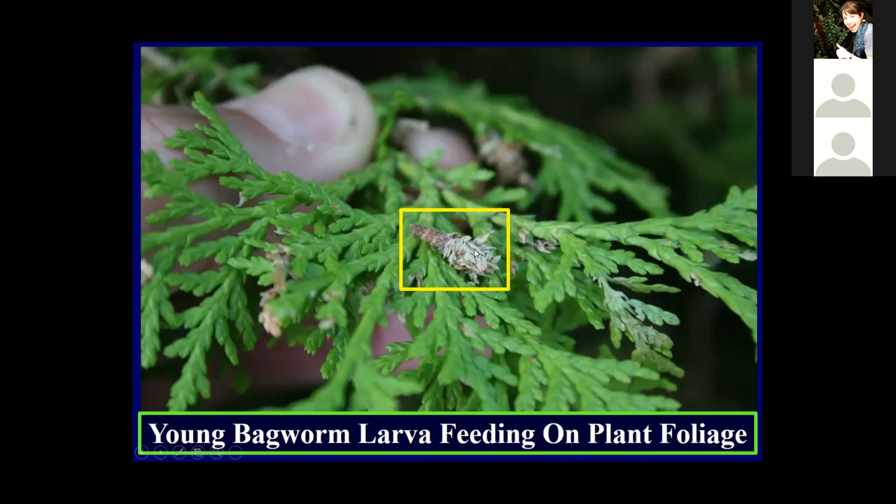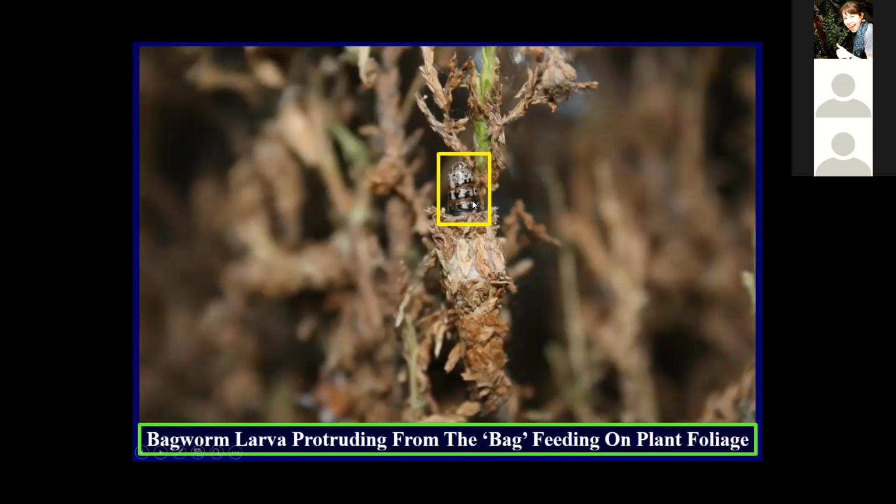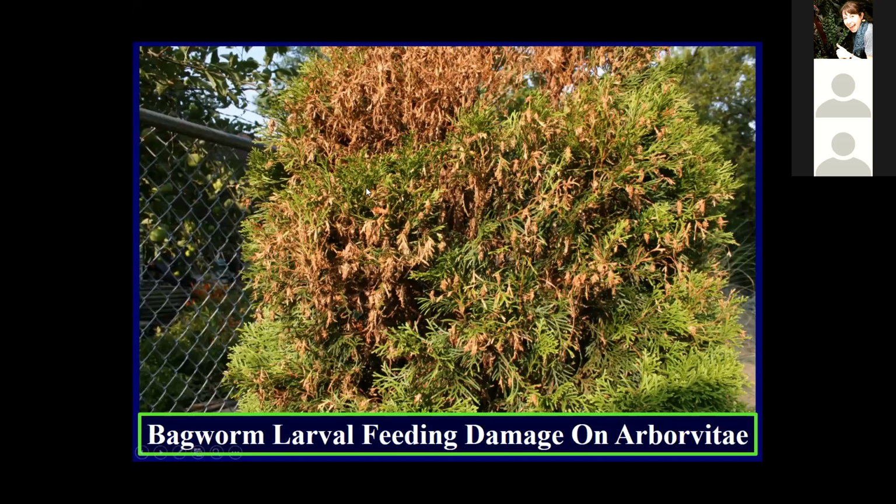And of course, as they're feeding, they get bigger. So this is the caterpillar inside the bag, it protects it. And then they'll come out and feed, but they don't come all out. Their head and part of their abdomen protrude. And then if they get disturbed, they go back into the bag to protect themselves. And this is the damage they can cause.